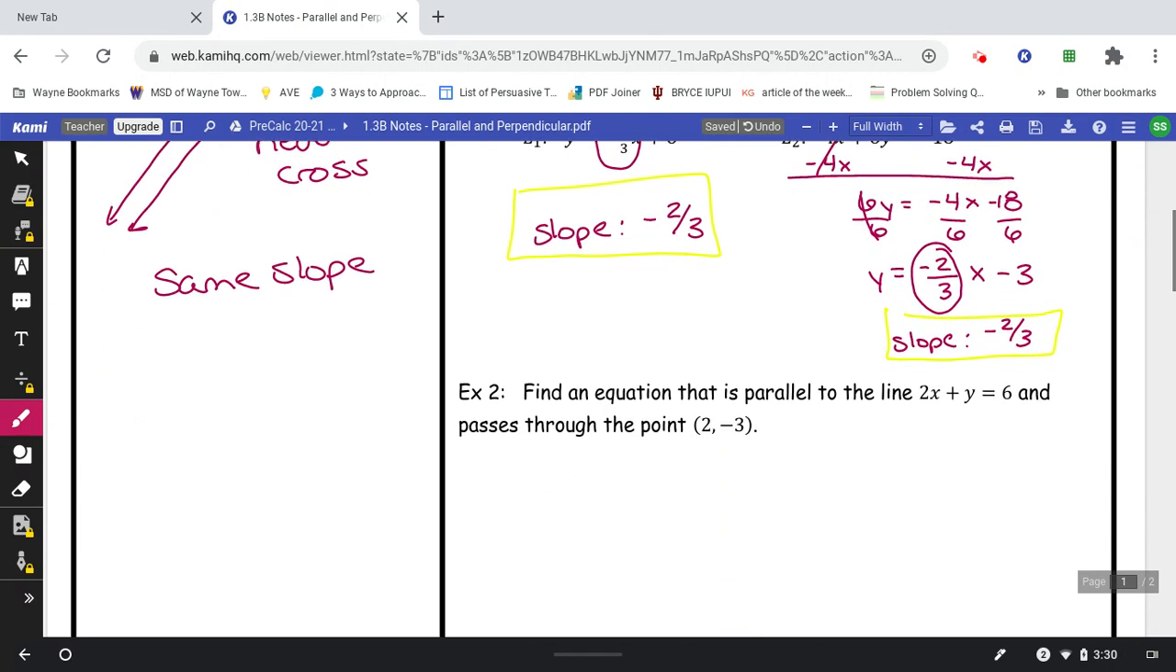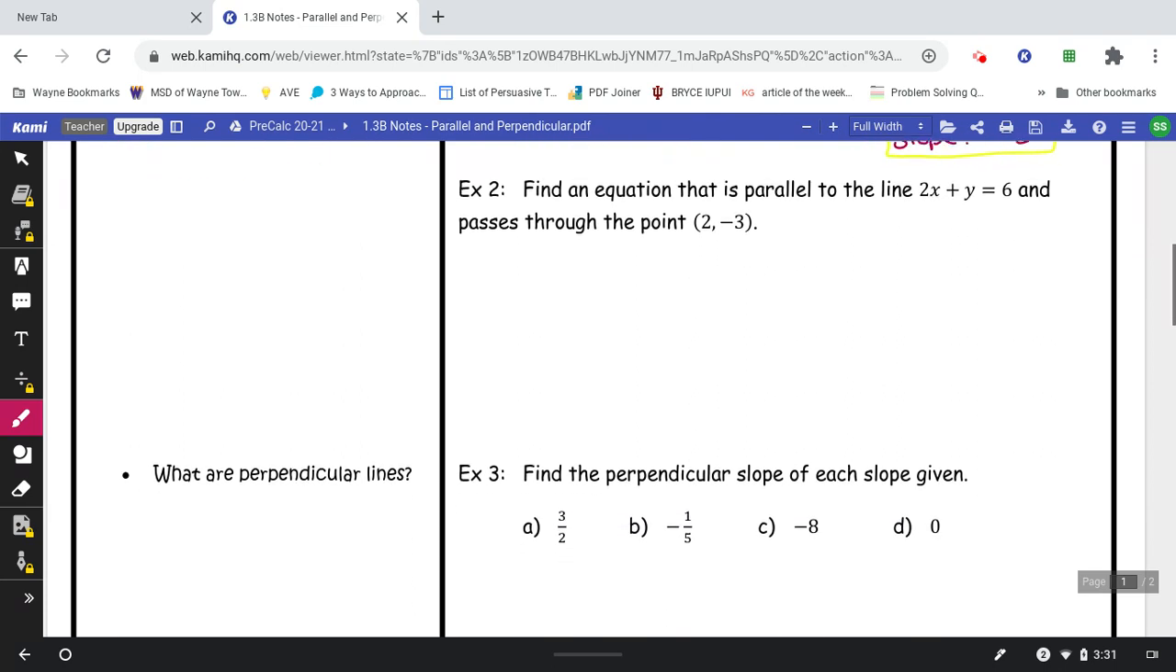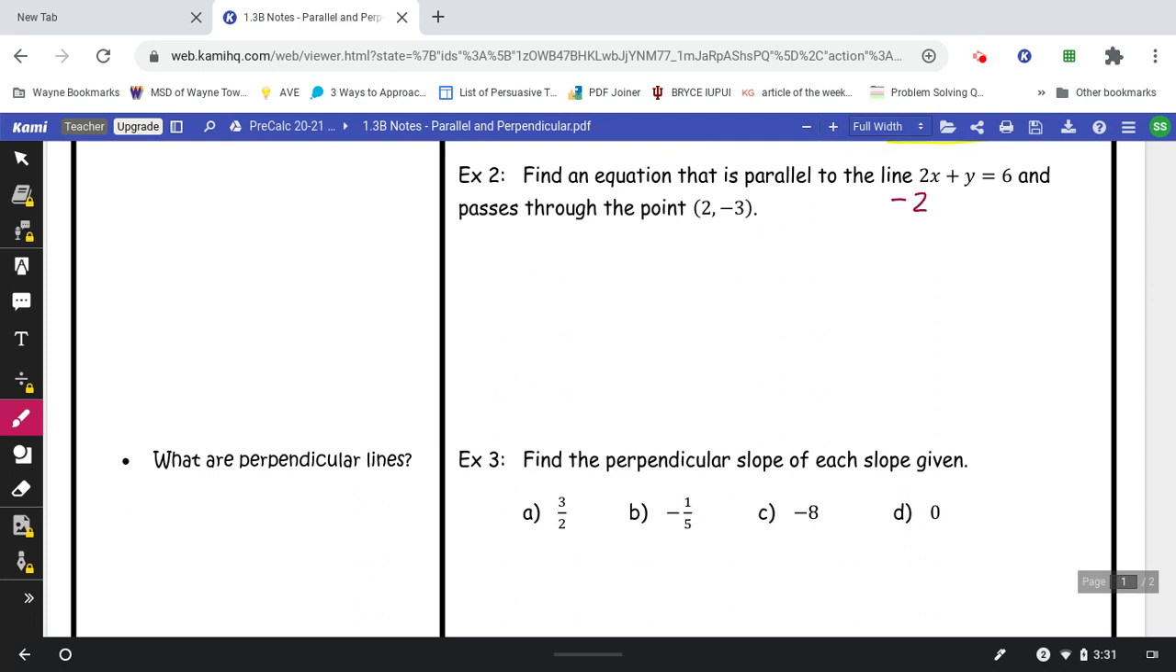For example number 2, find an equation that is parallel to the line 2x plus y equals 6 and passes through the point 2, -3. So again, anytime we're dealing with parallel or perpendicular, we do need to make sure that we are finding the slope. So I'm going to take this equation, the 2x plus y equals 6, and I'm going to put it into slope-intercept form. Subtract 2x. Y equals -2x plus 6. So I know my slope is -2. In order for something to be parallel, I would just have to make sure that I use the same slope.